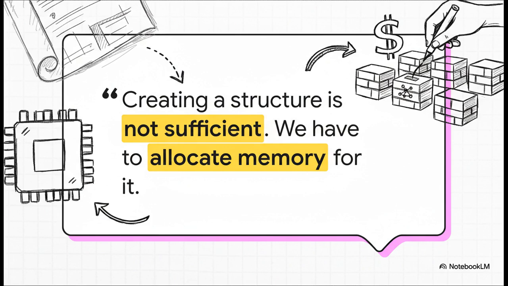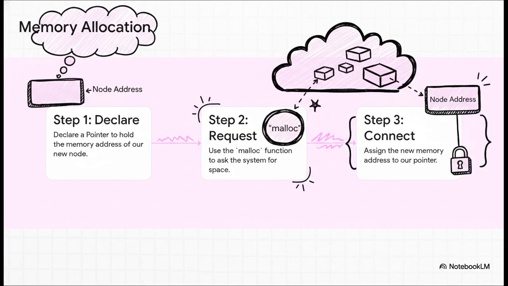You have to explicitly ask the computer to set aside some memory for it. So how do we do that? Well, it's a pretty simple three-step dance. First, we need to declare a pointer. This is going to be our handle. It's how we'll hold on to our new node.